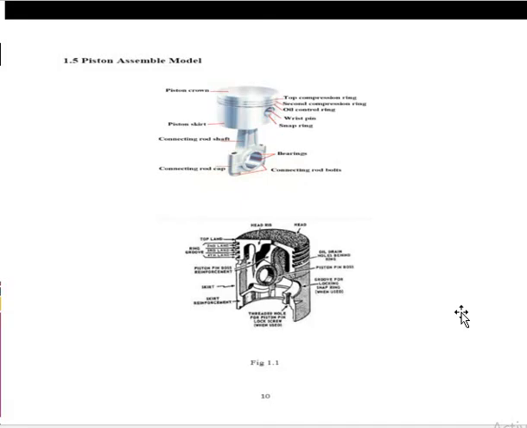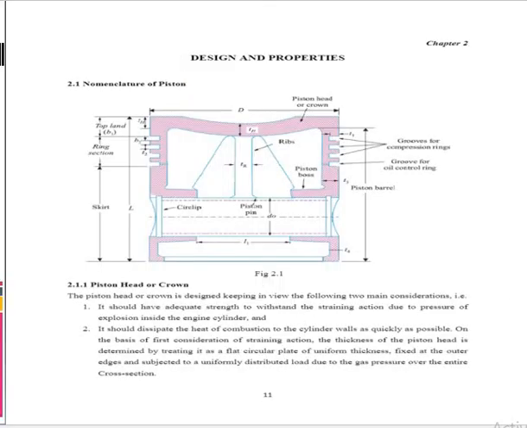The compression ring is so that there should be no leakage of compression inside the engine cylinder. The other two rings will be provided for lubricating purposes. See that, and the design properties will be there. I am showing that these are the design properties of the piston.